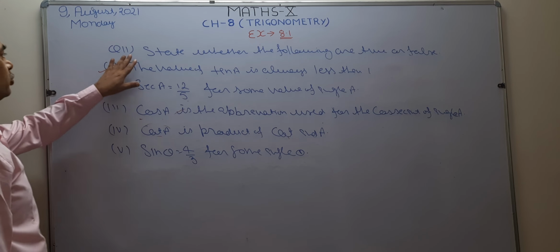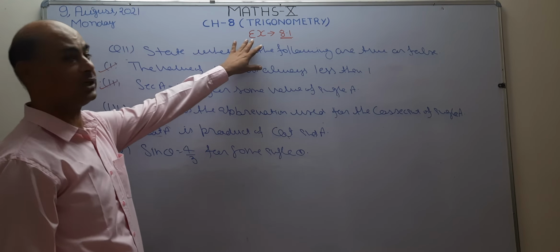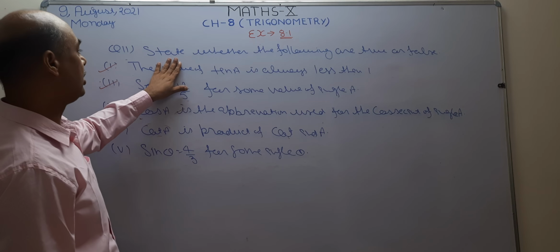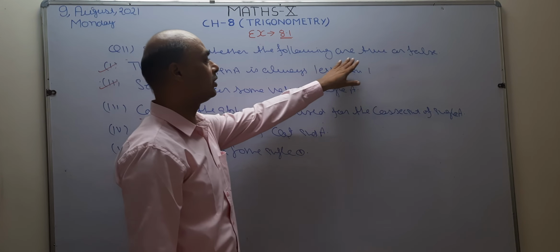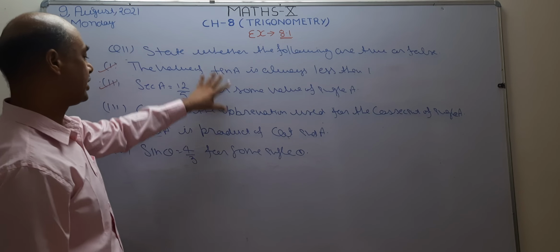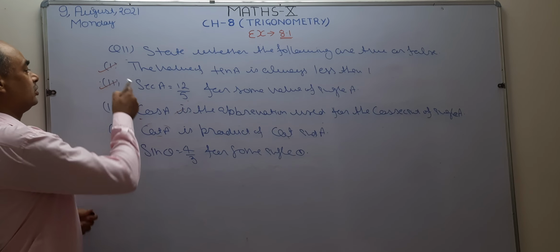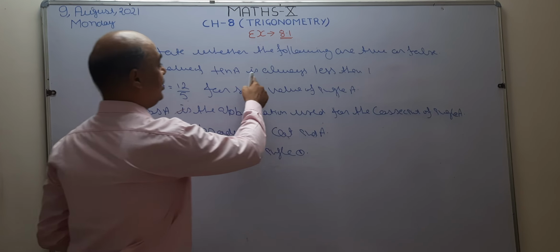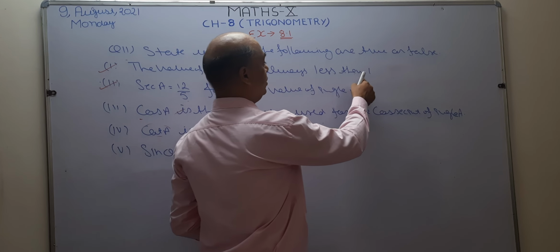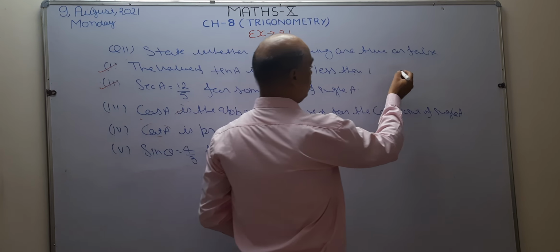Now we are going to start question number 11. This is the last question of this exercise. Okay, now see what is given. State whether the following are true or false. We are going to check whether each statement is true or false. I am going to start with the first. The value of tan A is always less than 1. So this is false.